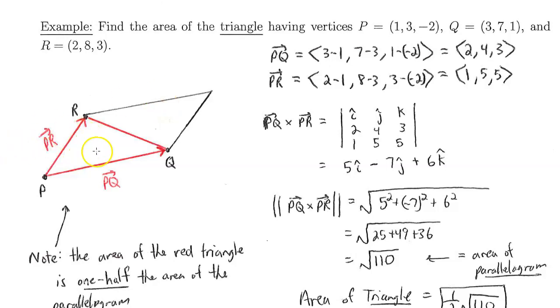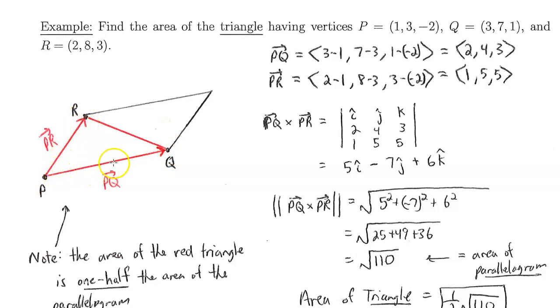Okay, but the question is, what's the area of that triangle? Well, notice the area of that triangle will be half the area of this parallelogram here. Okay, and we can find the area of this parallelogram by drawing the vector PQ and PR. I've decided to pick the point P here as my base point. You could have picked R or Q, doesn't matter. But let's look at the vectors PQ and PR.